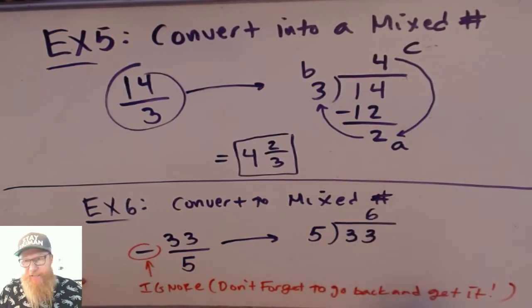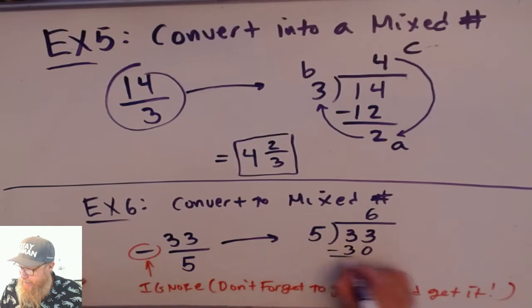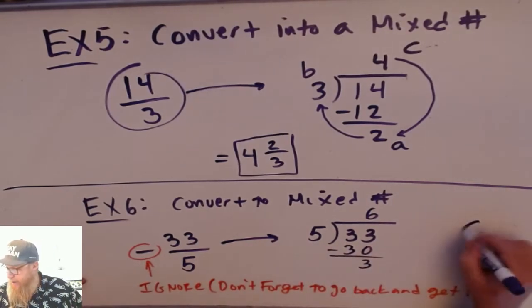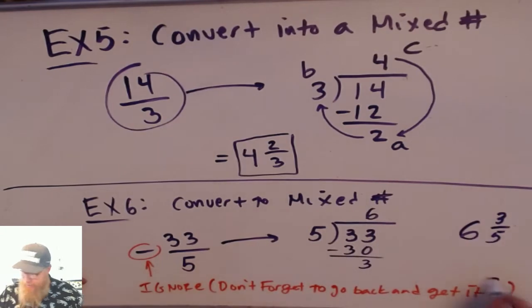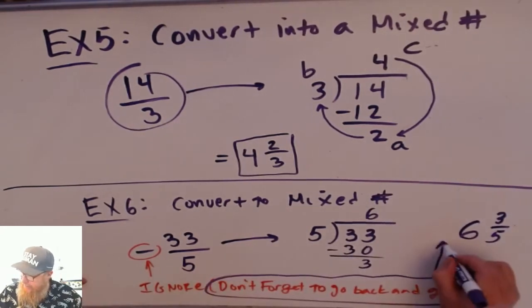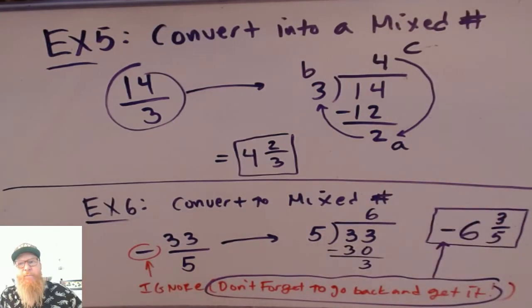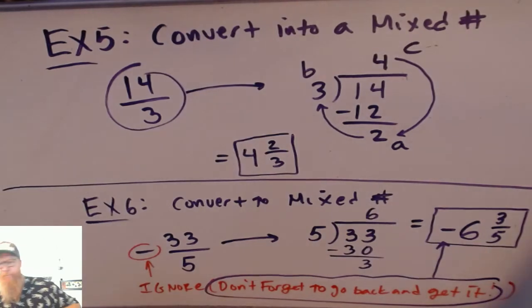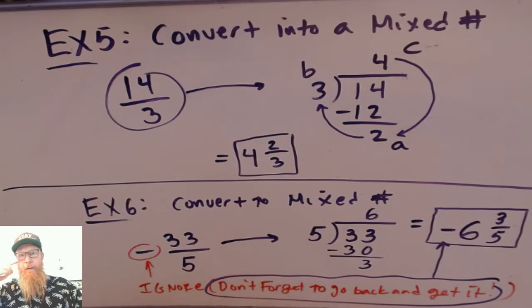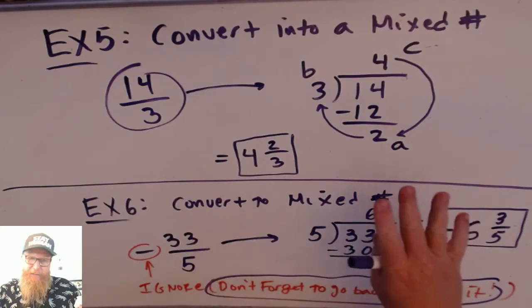5 goes into 33 six times. 6 times 5 is 30. Remainder 3. And so you have 6 and 3 fifths. Don't forget to go back and get it. And just put your negative right in front of the whole number. Okay. So it's negative 6 and 3 fifths. All right, so that's converting from an improper into a mix. Now let's go the other way.